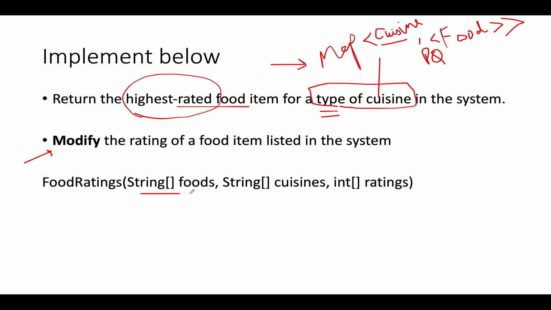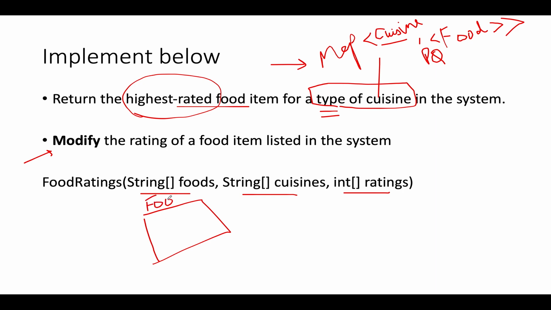So we have a string of foods, we have their cuisine values, and we have their rating values. As you can see, it is quite disintegrated in nature because we are presented with three different arrays. What we should be doing is creating an object out of it, and that object will have, let's call it maybe a food object, and it will have three attributes.